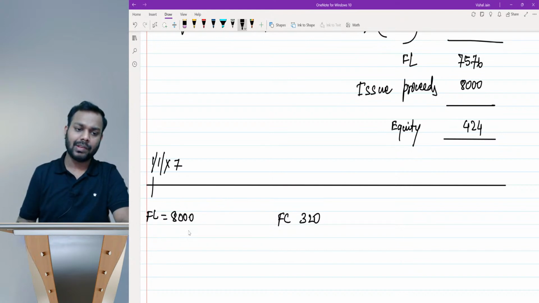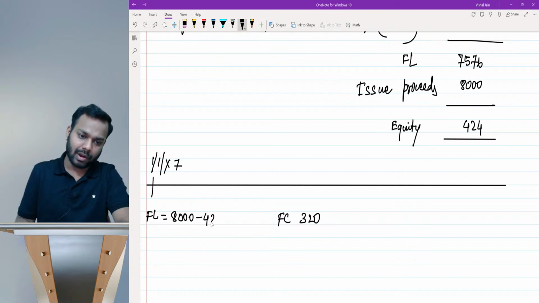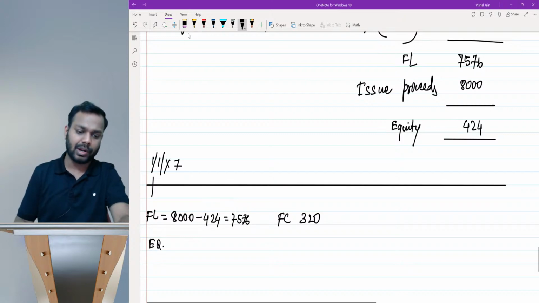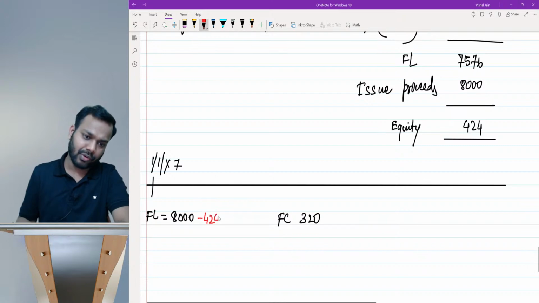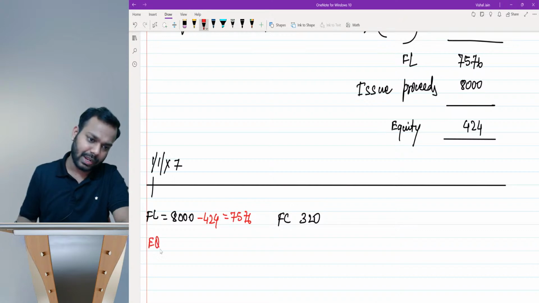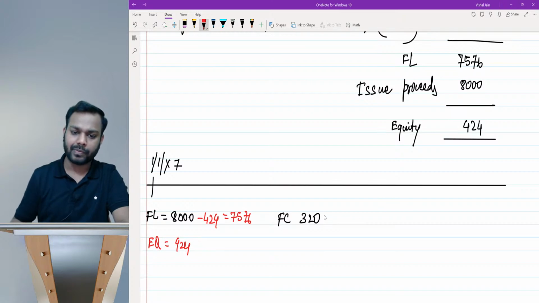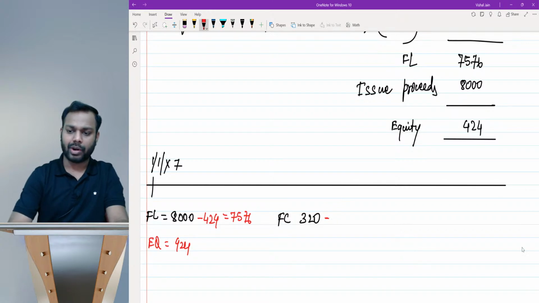What should have been done is the financial liability should be only 7576 and equity should be 424. Let me use red pen for this one. They should have recorded equity at 424. Rather than 320, they should have recorded the actual finance cost.